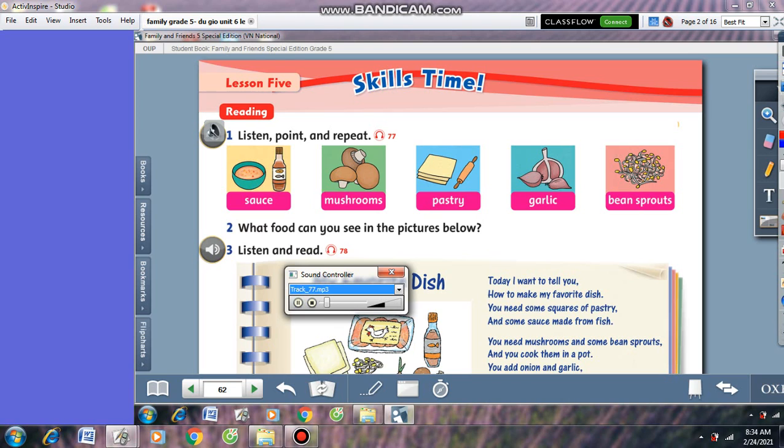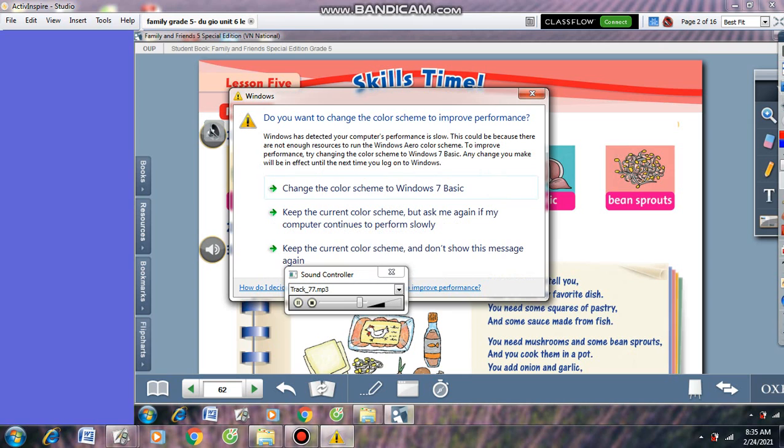Sauce. Mushrooms. Pastry. Garlic. Bean sprouts. Pastry. Bean sprouts. Mushrooms. Garlic. Sauce. Listen and repeat. Sauce. Mushrooms. Pastry. Garlic. Bean sprouts.